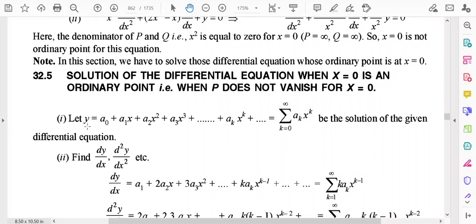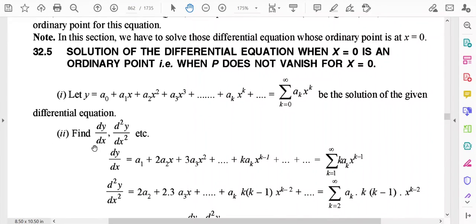So after assuming the expression for the solution in this power series format, we have to find dy by dx and d square y by dx square. This is the second step. This is the first step. In the second step, we have to find dy by dx and d square y by dx square. Clearly, dy by dx will be like this.